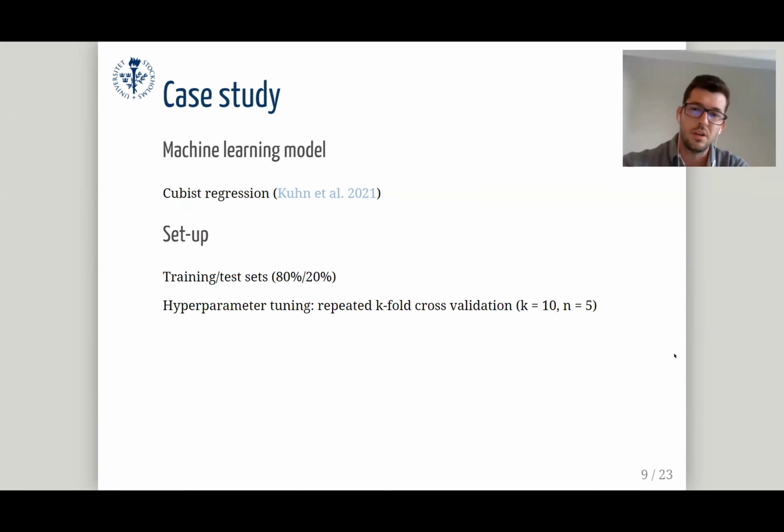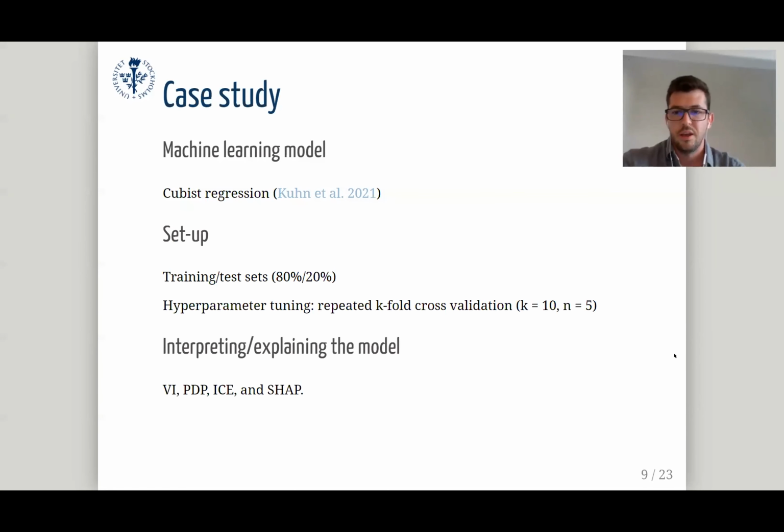For the setup, I used 80% of the catchments as the training set and the other 20% as the test set. And for hyperparameter tuning, I used repeated k-fold cross-validation. And to interpret or explain the model, I used the following methods: the variable importance, the partial dependence profiles, individual conditional expectations, and Shapley additive explanations. My entire presentation was written in R, and there are some code chunks, so maybe this presentation can be useful to some of you in the future.